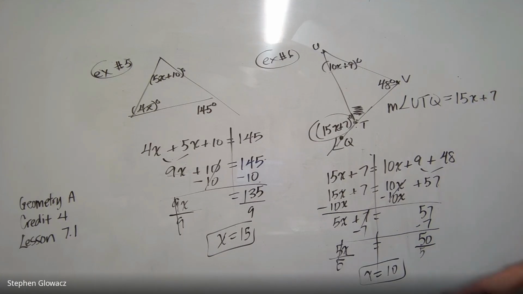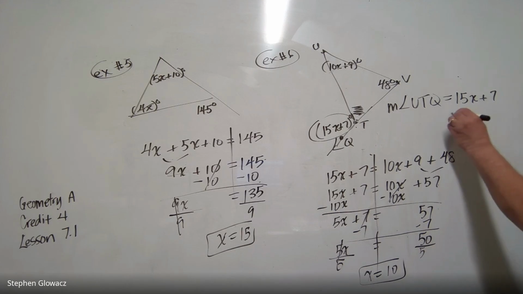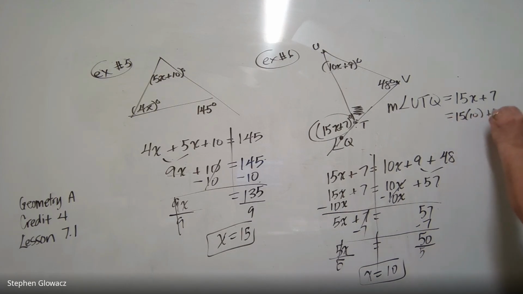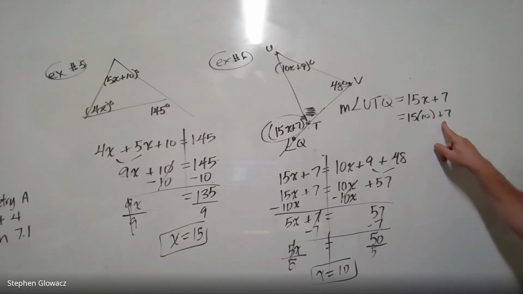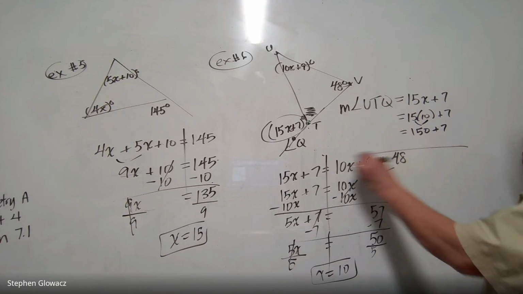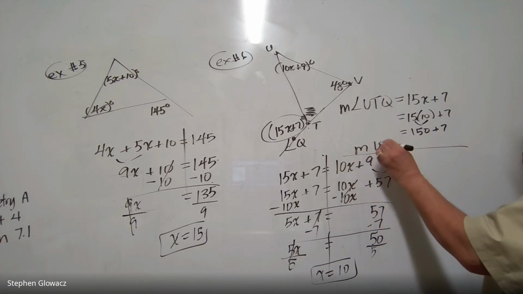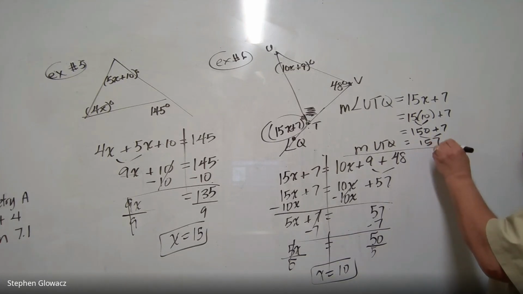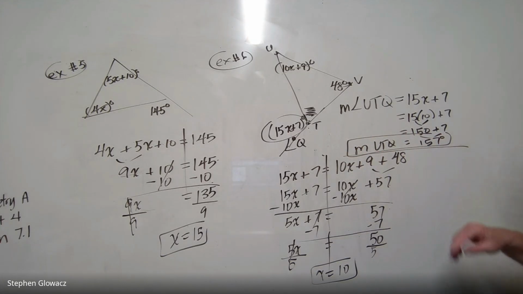So we're going to take that expression, substitute our answer in for x here. 15 times 10 plus 7. Order of operations says we multiply before we add. Let's make sure we move that over so we can see that okay. 15 times 10 is 150, plus 7, I'm running out of room there, is 157. So the measure of angle UTQ is 157 degrees. Make sure we got that right. That looks good. And that is it.